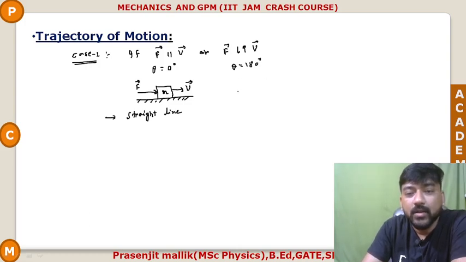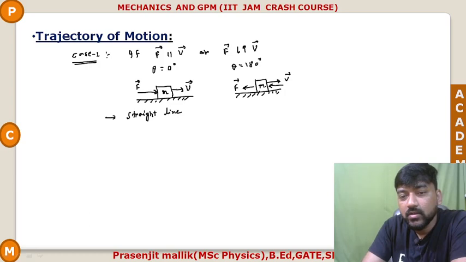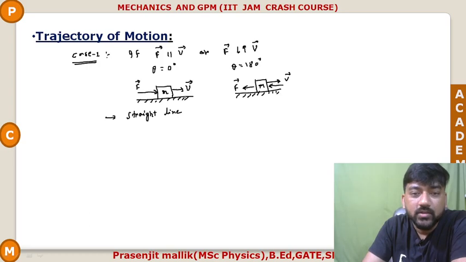But if you have anti-parallel, then the same thing will happen. Here the magnitude of the velocity is increasing, but if the force is acting in the reverse direction, that is along this direction, then, if theta is 180 degrees, that is the force is anti-parallel to v, the direction of the motion will not be changed, because it will only decrease the velocity. Here the velocity is increasing and here the velocity is decreasing. So the path will be the same, and the path will be a straight line.